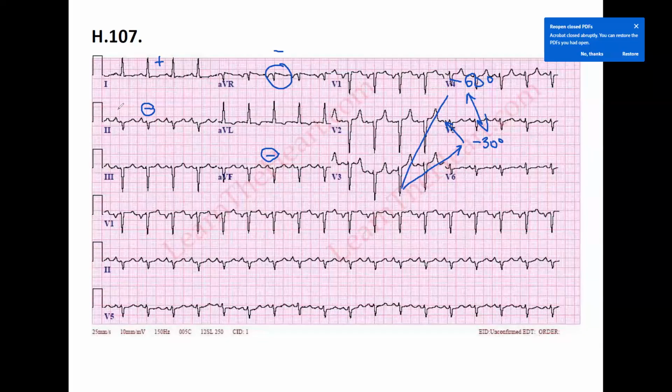Okay, lead number two. The width of the P is okay. The amplitude is not bigger than 2.5, so that's fine. All right. Next one, PR interval. It is less than 0.2, so that's normal.